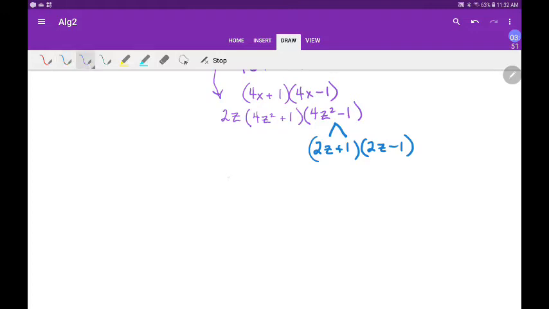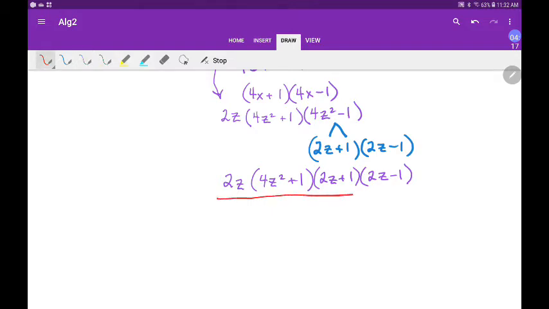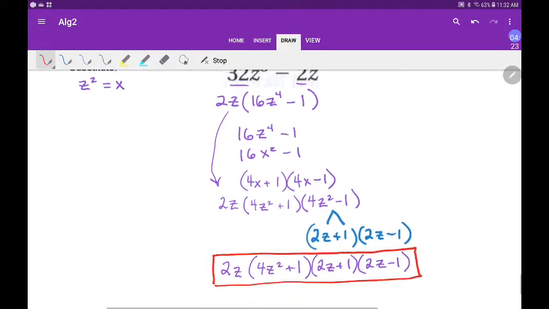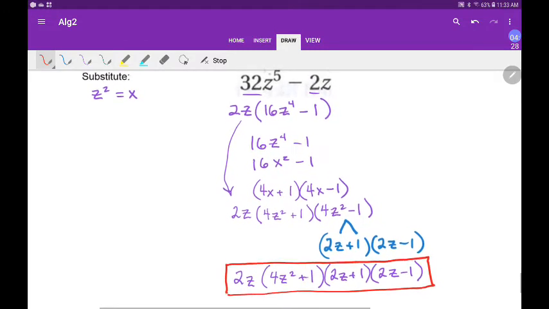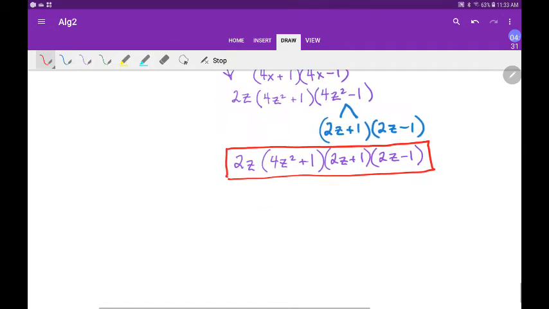And I'd say, okay, now I can write this all together. 2z times 4z squared plus 1, which is the sum of two perfect squares. And I can't factor that, but I could factor this difference over here. So here we go with the difference. And now I'm all done. Only now am I all done. Okay? So if I multiply that back out, I'd get back to where I started from. But this is in the factored form. And it would allow us to see certain things.